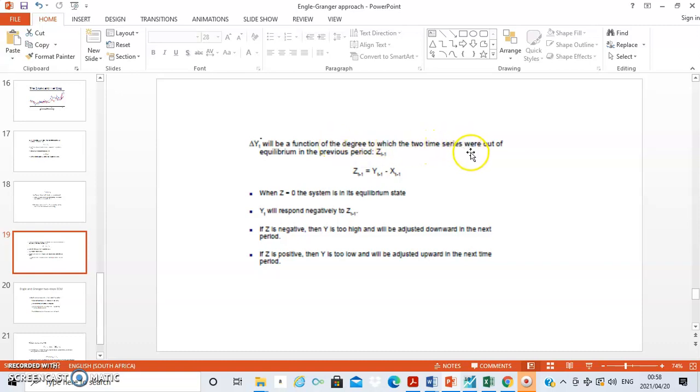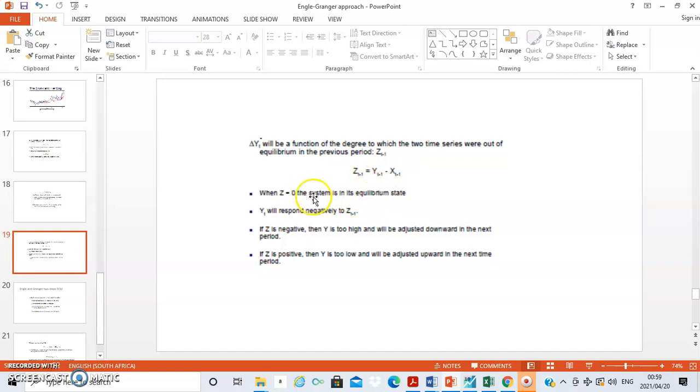Okay, so therefore we can now say the change in y will be a function of the degree to which the two time series are out of equilibrium in the previous period, zt minus 1. And that is why zt minus 1 will be equal to yt minus 1 minus beta xt minus 1. So in other words, if the value of z is equal to 0, then there is no tendency to change, meaning the system is in equilibrium. But if it's different from 0, then there is a deviation from equilibrium, or disequilibrium.